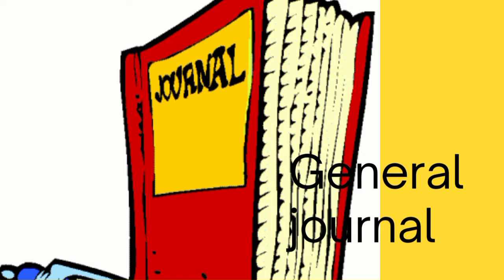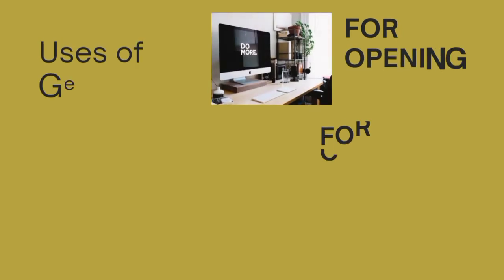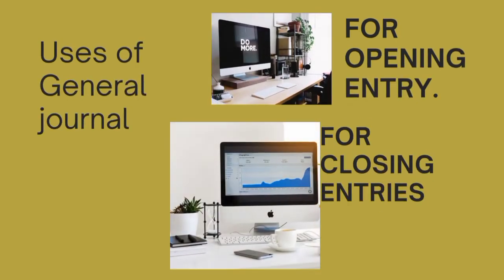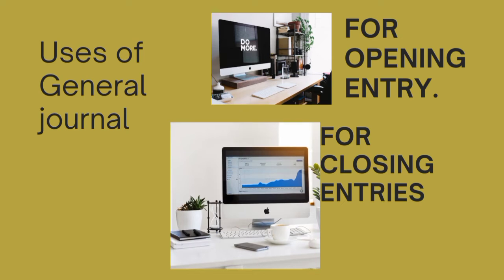All right, I'll be showing you the format of preparing this journal proper. Okay, but first of all, let's look at the uses of general journal, which is also known as journal proper. First, it is used for opening entries. Secondly, it is used for closing entries. Thirdly, it is used for correction of errors. And it is also used for transfer between accounts.